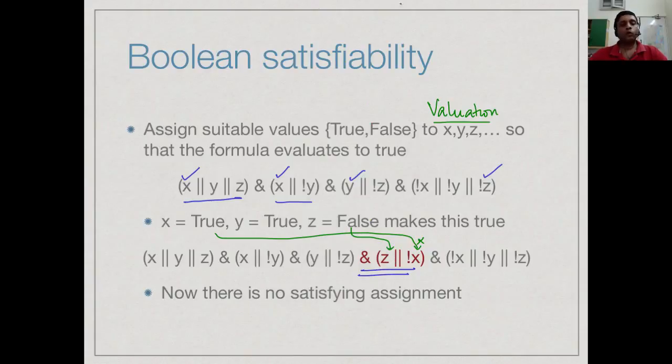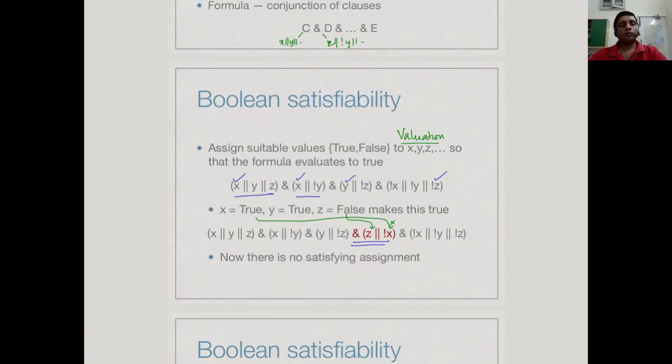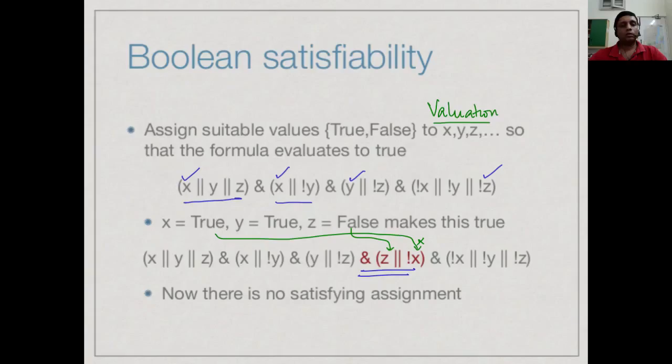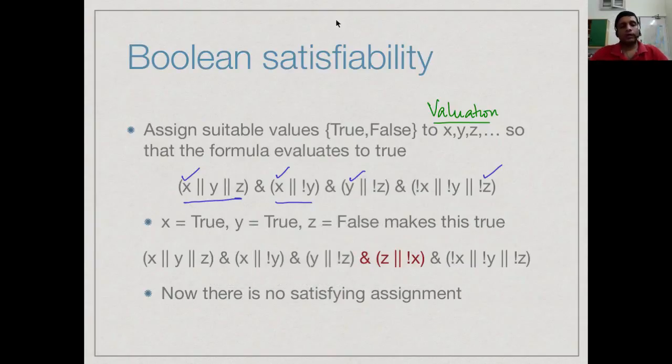And in particular, no valuation will actually make it true, and that can be checked if you look at these three clauses. This can be said as y implies x. What this says is that if y is true, then x must be true, and this says that if z is true, then y must be true, and this says that if x is true, then z must be true. So this more or less says that x, y, and z must all be the same.